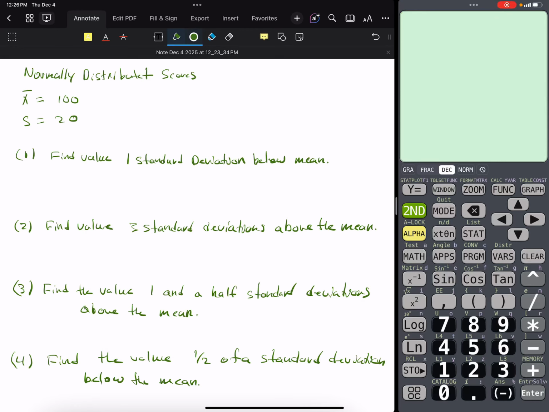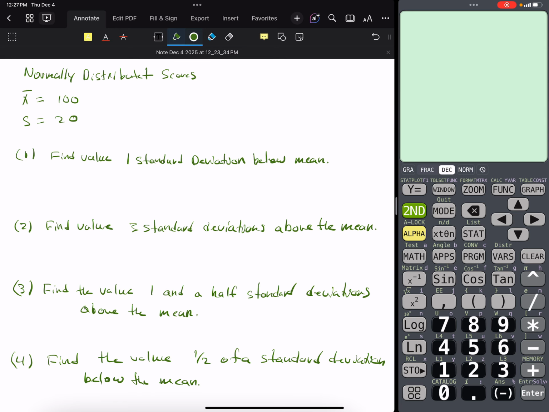Okay, in this example, I have a population sample of scores where my scores are normally distributed, and my x bar is 100 and my standard deviation is 20. And I'm asked a few different questions about finding scores that are a certain number of standard deviations away from the mean.